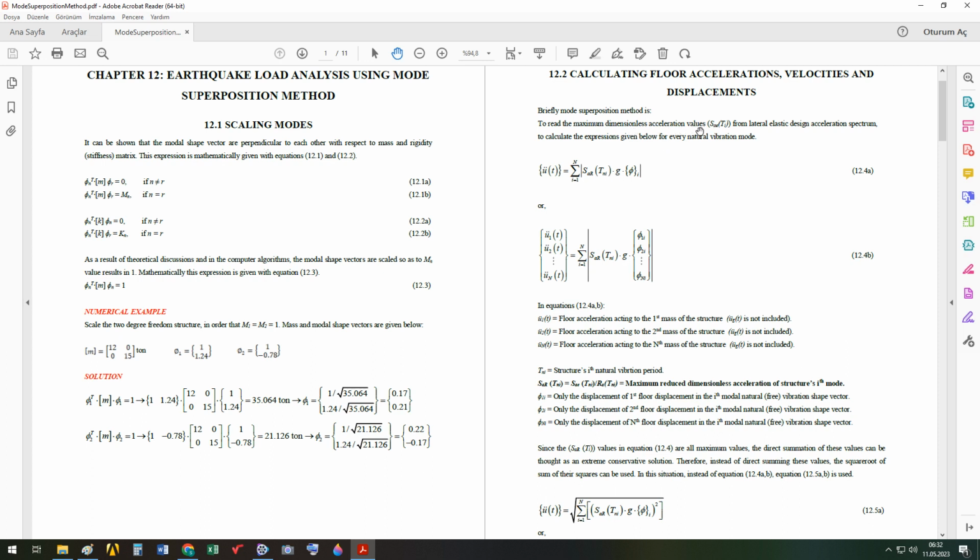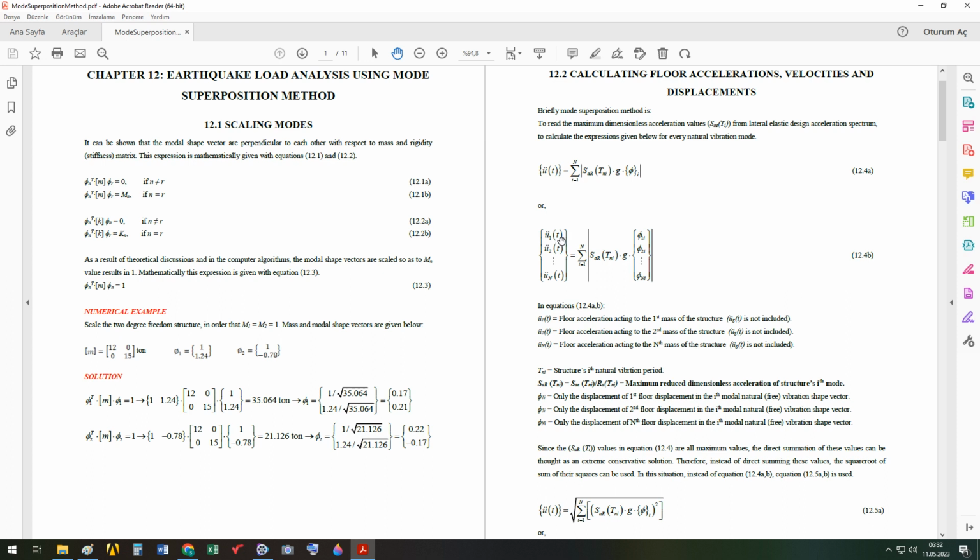Its dimensionless acceleration values do not take into account the g. For example, if you read SAE as 0.2 g, take just 0.2. G is added in the formula here. Take the dimensionless part. And then this is the open form of this formula.